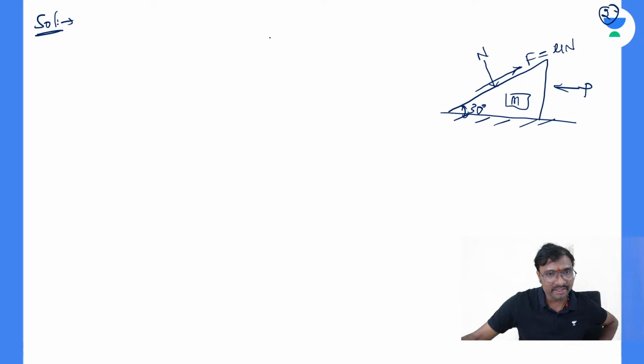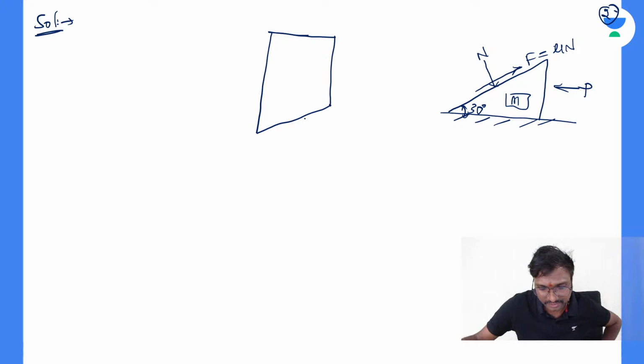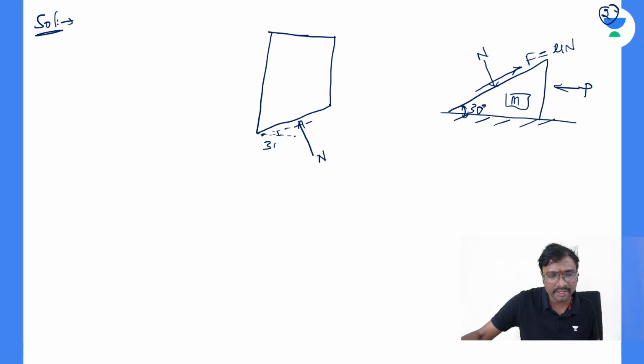And if you consider this block N, what is happening for this block N? Like this you are having this block, and for this, what is the angle you are having? This is your normal reaction, so this is in the downward direction, meaning that side it will be in the upward direction, that is your normal reaction. With respect to this horizontal, what is the angle made by this? It is your 30 degree, right? And what is the F? You can say same coefficient of friction into that normal reaction only.